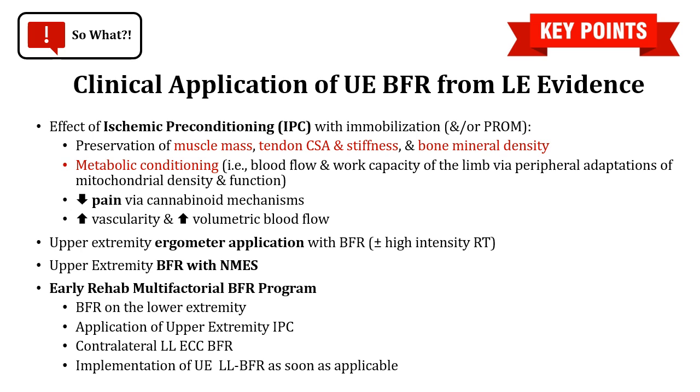The application of upper extremity IPC, contralateral lower extremity eccentric BFR, or low load eccentric BFR for the upper extremity, as associated with one of the earlier studies, as I alluded to, as long as the intensity is appropriate for the eccentric 1RM. Again, still light load, relatively speaking, 20 to 30% of that eccentric, and then continuing to coach the individual to volitionally contract through the eccentric portion of the exercise, I think, is imperative. And then finally, the implementation of upper extremity low load resistance training as soon as applicable.